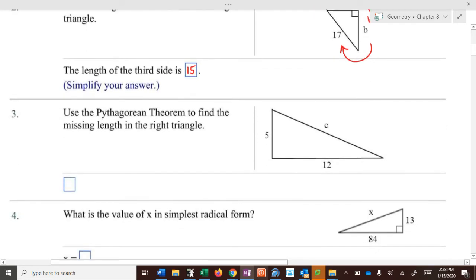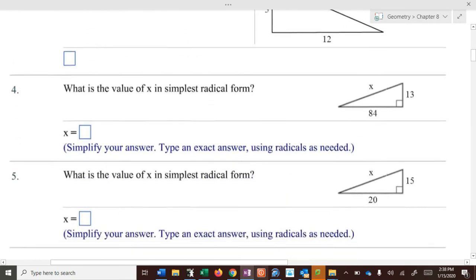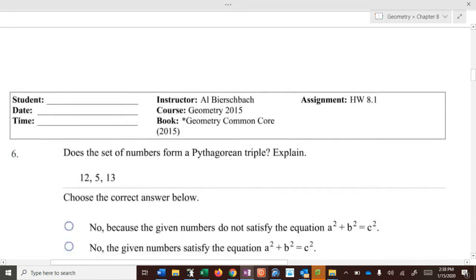5, 12, 13. 13, what? 84? I don't know. You might have to look that up. 15, 20, 25. Because this is just like 3, 4, and 5. Okay? Pythagorean triples. If you know your Pythagorean triples, they work for you.